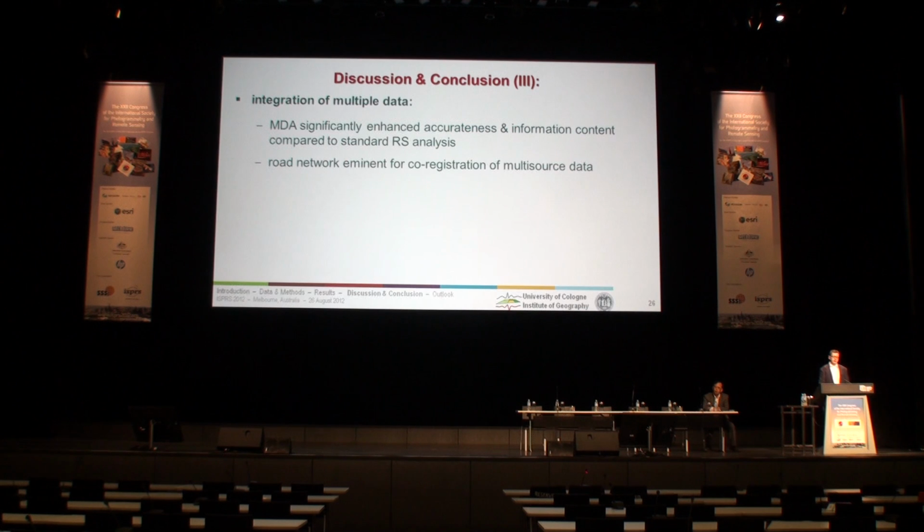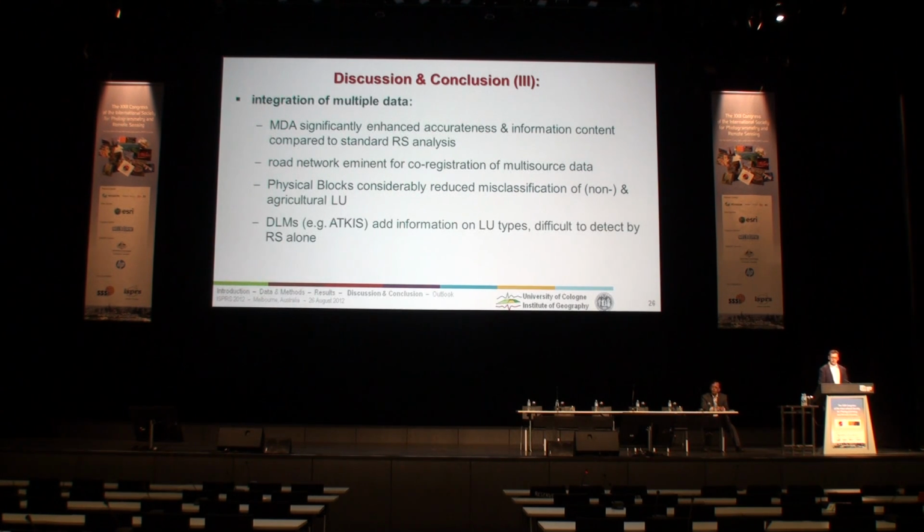For example, the road network was very important for the co-registration of the multiple data sets, and with the incorporation of the physical blocks, what you usually often have is misclassification of agricultural and non-agricultural land use, and for example the pasture and cereals, and by the integration of this data set, this problem is mainly solved, because we have the pasture information from the physical blocks. And also by integrating other information layers from ATKIS, you can also integrate information in a land use data set that is very hard to detect by remote sensing alone.